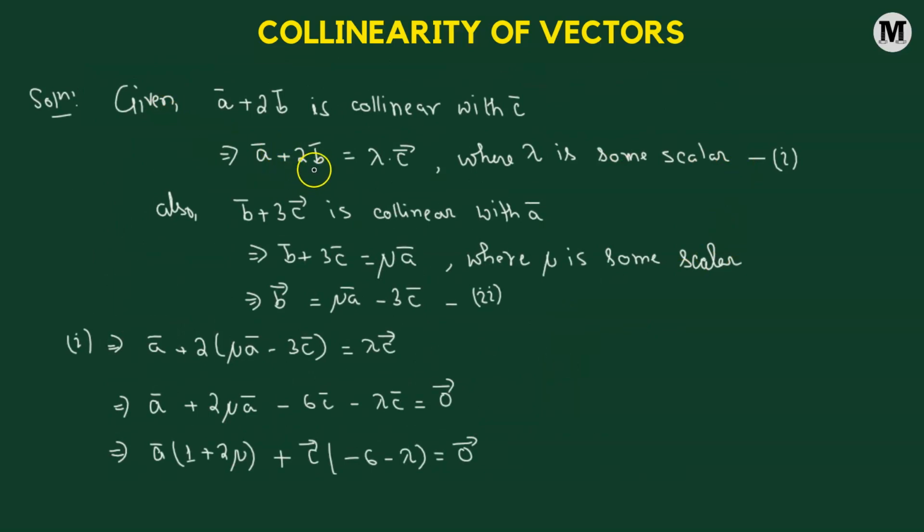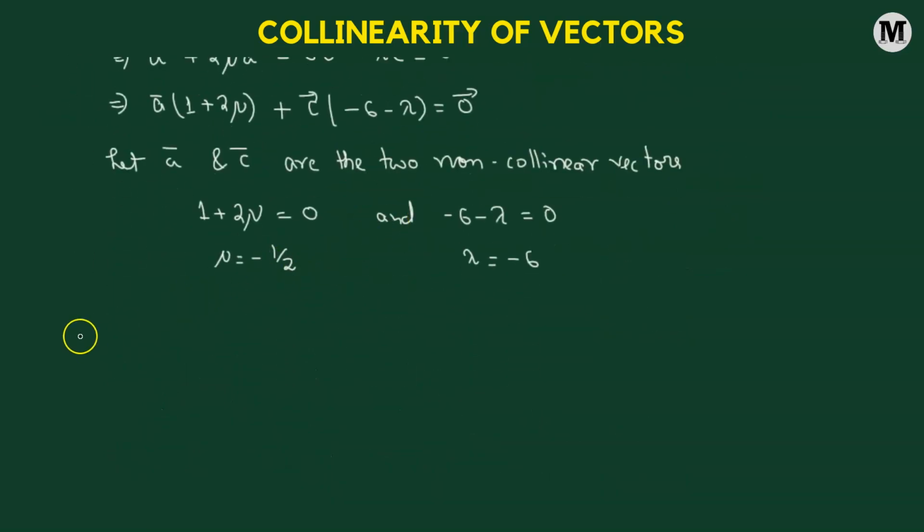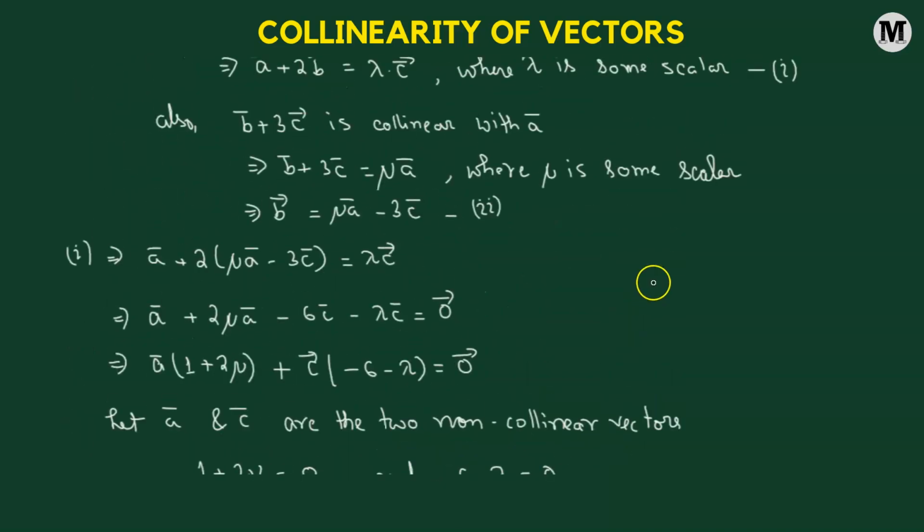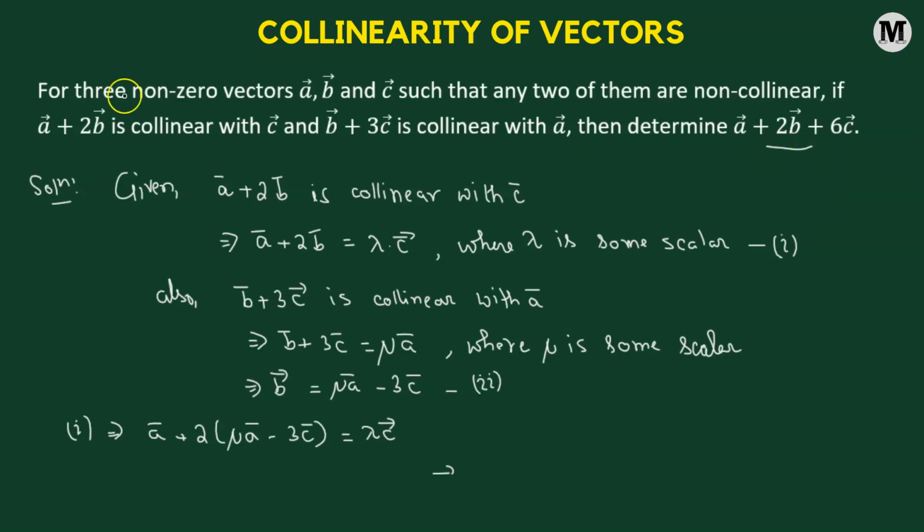Now what we can do, we can substitute this back in equation number 1. We have equation number 1 given by a vector plus 2b vector equals lambda times c vector. Since we have lambda equals negative 6, this means we have a vector plus 2b vector equals negative 6 times c vector. So we get a vector plus 2b vector plus 6c vector equals the null vector, and this is the final value. So we are asked to find the value of a vector plus 2b vector plus 6c vector, and it comes out to be the null vector.